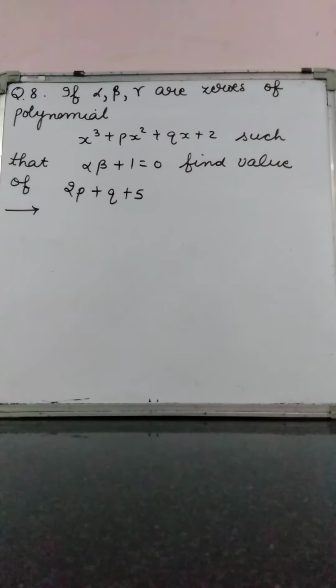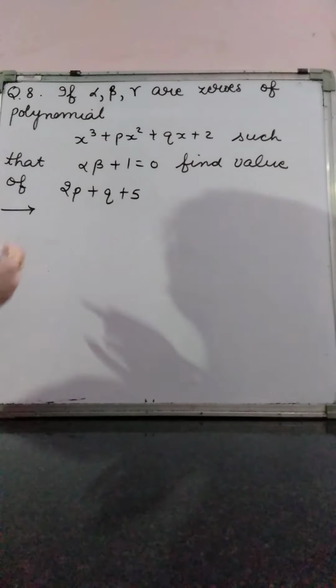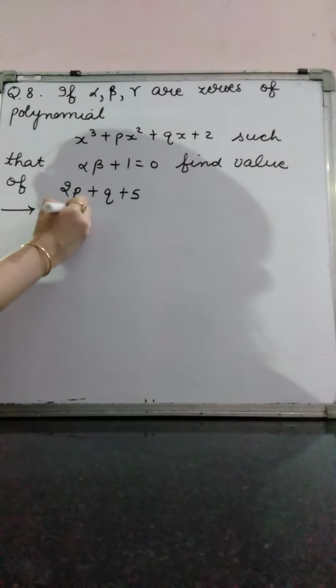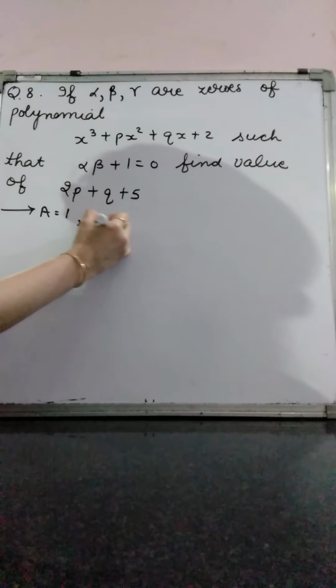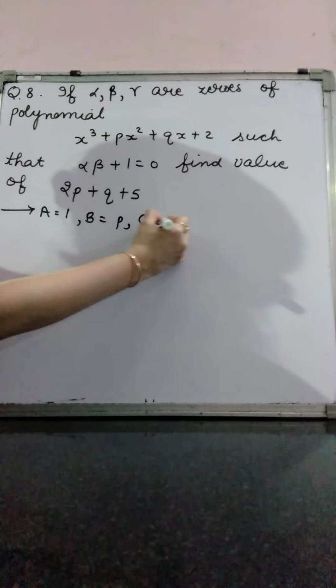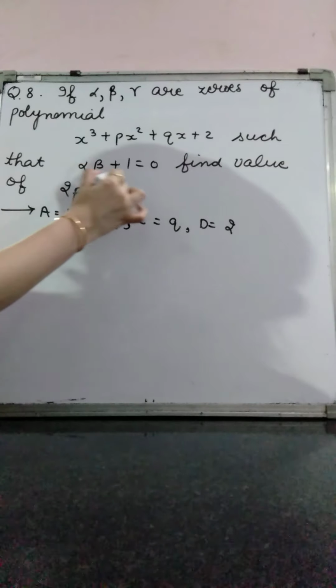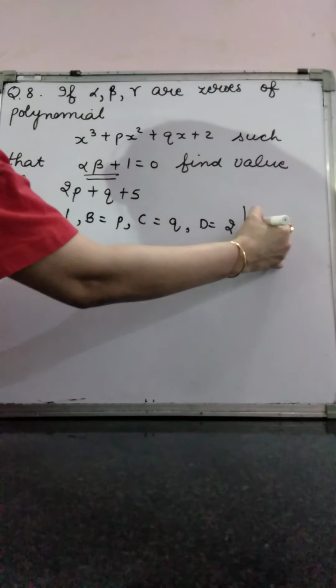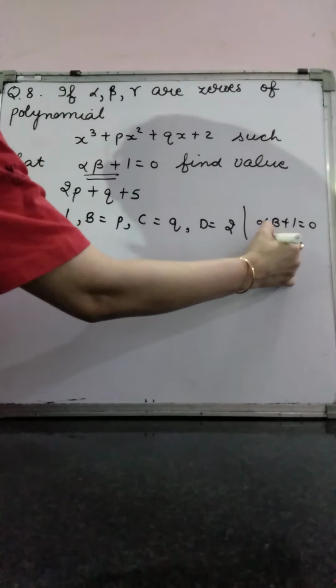Now 8th question is, if alpha, beta, gamma are the zeros of the polynomial such that alpha beta plus 1 is 0, find the value of 2p plus q plus 5. Compare, you get the value of a is 1, that is coefficient of x cube, the value of b is p, value of c is q, and d is 2. And you are given alpha beta plus 1 is 0. So the value of alpha beta will be minus 1.